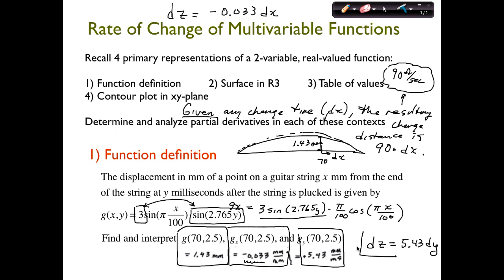You trailed off at the end. Oh, you're so close. That was really close. It is 5.43 millimeters per millisecond, dy times as much as the change in time.